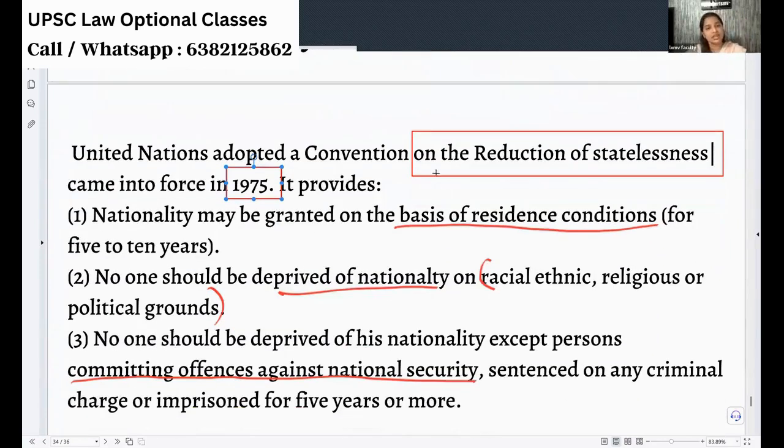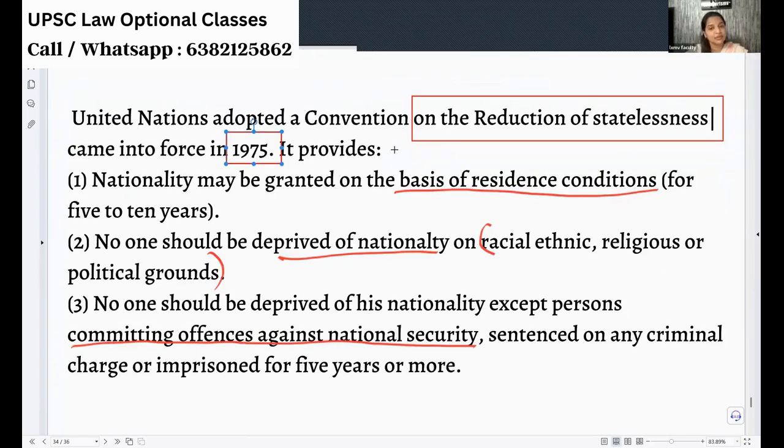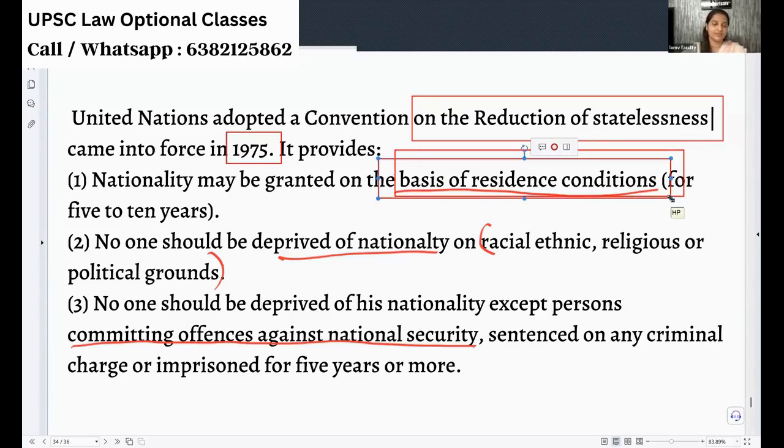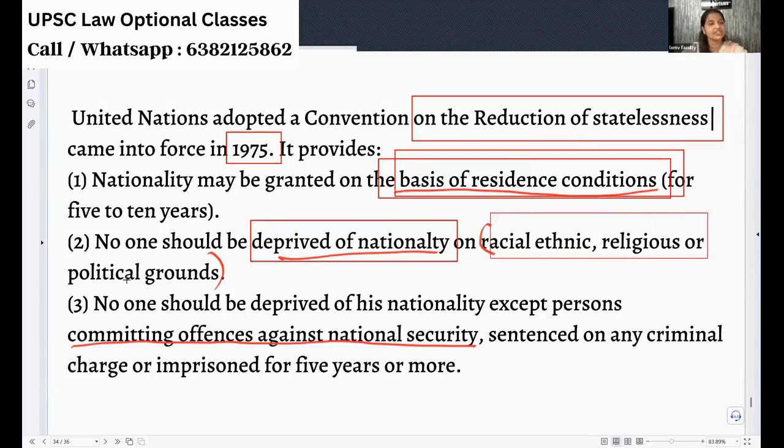So what does this Convention on Reduction of Statelessness say? Nationality may be given on the basis of residence. You give some condition. Say, for example, he is a refugee. He comes and settles in your nation for some 2 years, 3 years, 4 years, and he is quite a good person. Now try to give him nationality. On the basis of residence, you give some condition and give nationality. That is one thing. Then no one shall be deprived of nationality on racial, ethnic, religious, and political grounds.